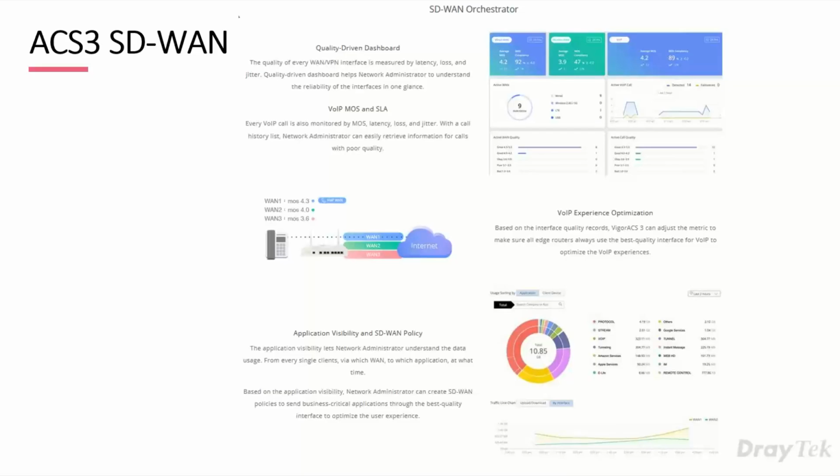VigorACS 3 is the latest version of the DrayTek network management system. It supports all current DrayTek routers, access points, and switches, providing you with an integrated platform for configuration, monitoring, and management. VigorACS 3 is also the core of the SD-WAN solution, and we'll be looking at some SD-WAN monitoring components in today's webinar.